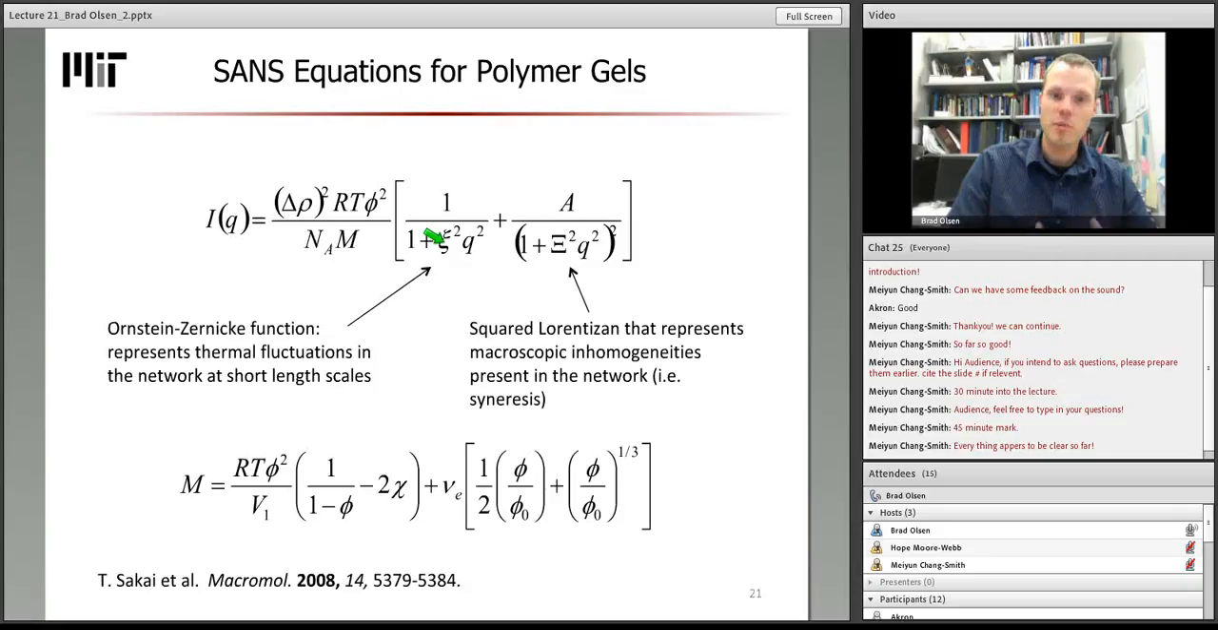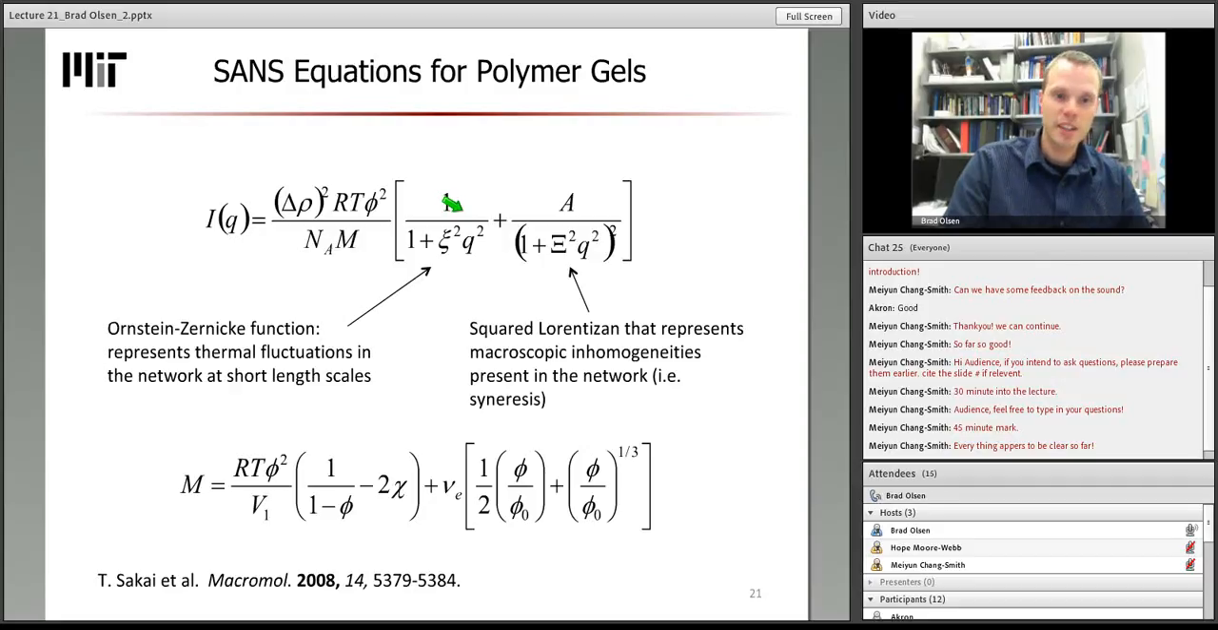Now, in many polymer gels, you also have this larger length scale inhomogeneity, essentially areas that are solvent-rich and areas that are solvent-poor. Due to this syneresis effect, for example, or due to kinetic effects during gel synthesis that lead to trapping of a sort of arrested phase-separated structure within the gel. And this sort of macro-scale inhomogeneity is captured by a second term, which is a squared Lorentzian. And so you see that this squared Lorentzian essentially has a q to the 4 scaling. The Oz function essentially has a q squared scaling.